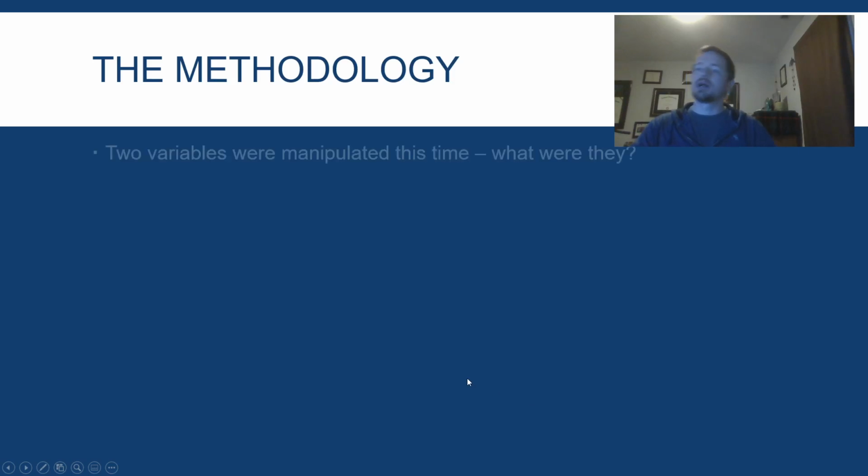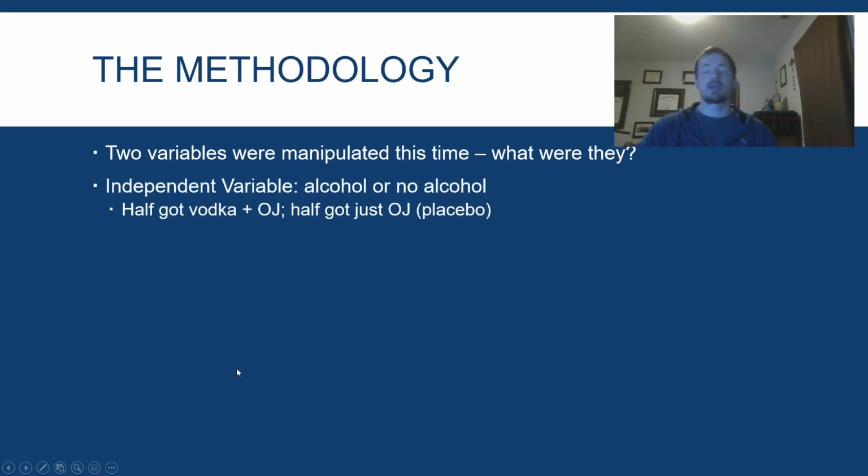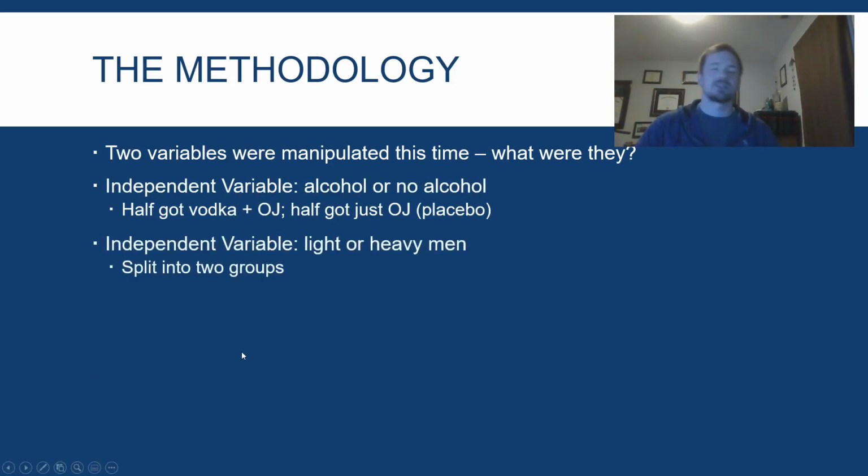All right, so the methodology here, again, if I were to give you something like this on an exam, I would want you to identify the independent and dependent variables. So let's take a look. What are they? The independent variable in this case is going to be the alcohol, whether you had the alcohol and vodka, or just the orange juice. Sorry, I got that wrong.